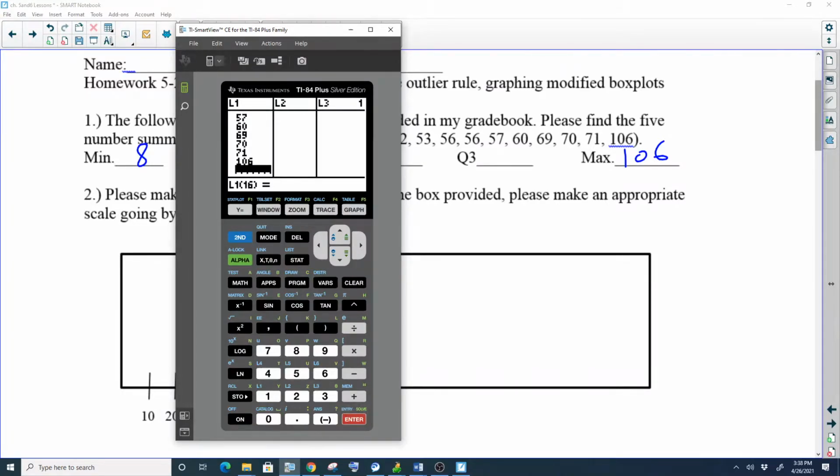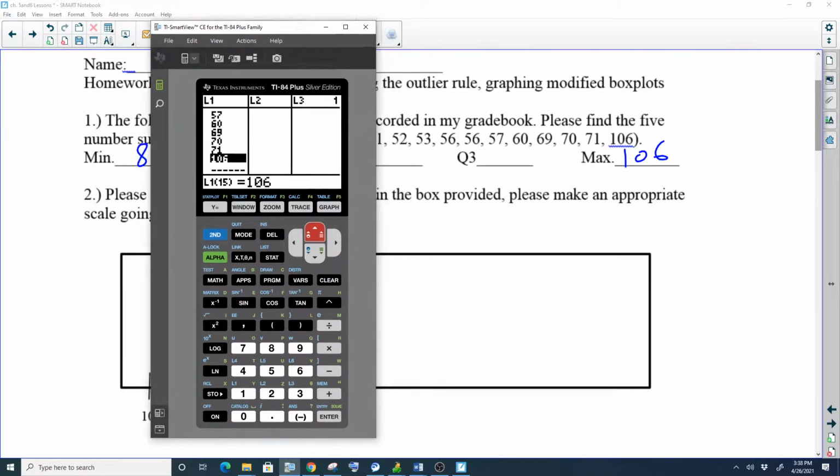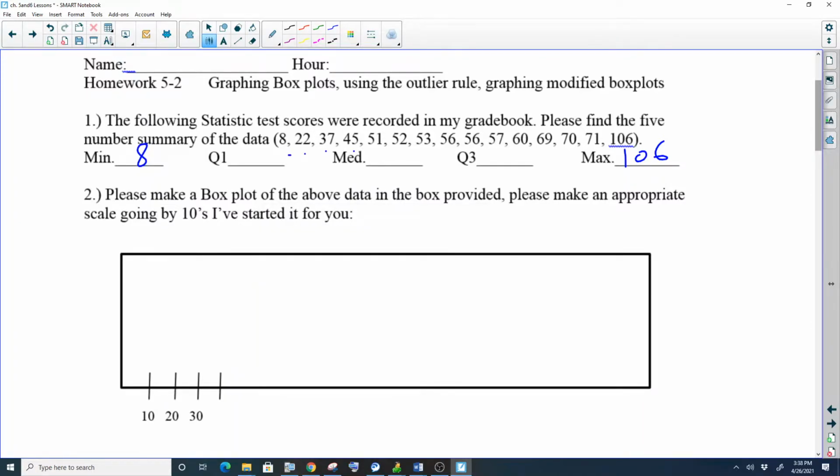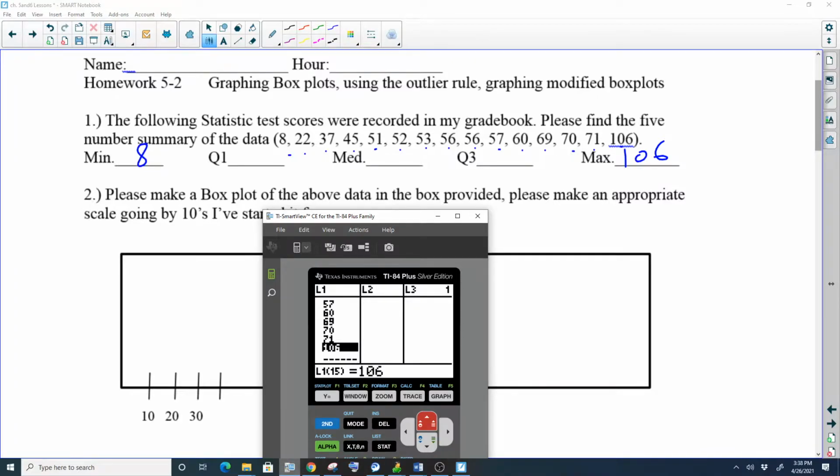So let's count to make sure that we have 15 numbers. So we got 1, 2, 3, 4, 5. Oops, 1, 2, 3, 4, 5, 6, 7, 8, 9, 10, 11, 12, 13, 14, 15. Good. So we have our 15 numbers there.